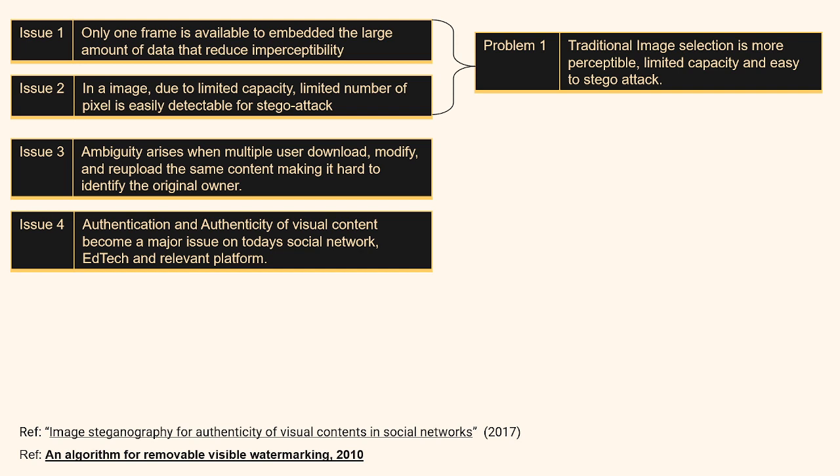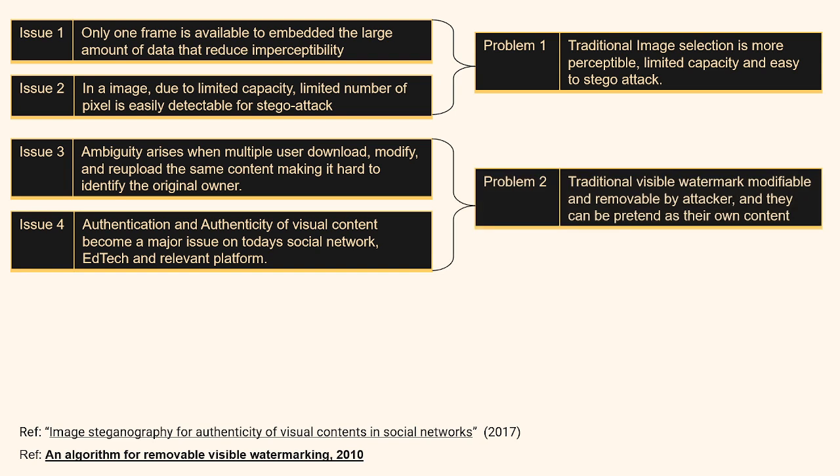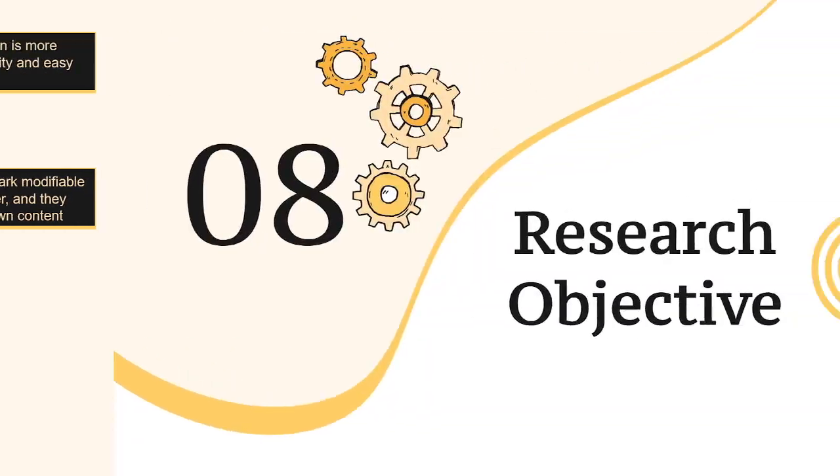Issues 3 and 4: ambiguity arises when multiple users download, modify, and re-upload the same content, making it hard to identify the original owner. Authentication and authenticity of visual content are major issues on today's social media and tech relevant platforms. And this issue causes a problem too. Traditional invisible watermarks are modifiable and removable by attackers, and they can pretend it as their own content.